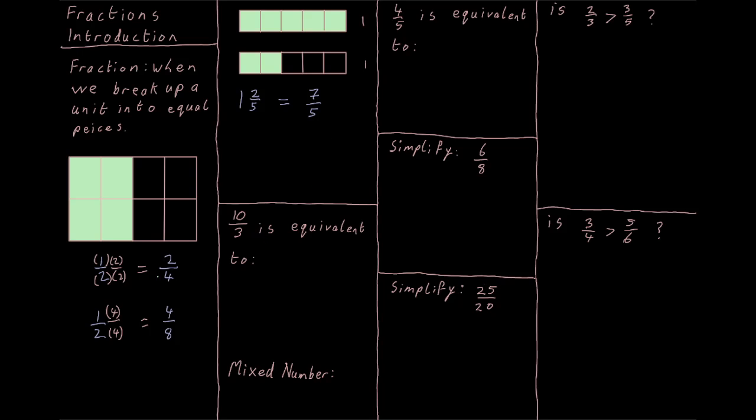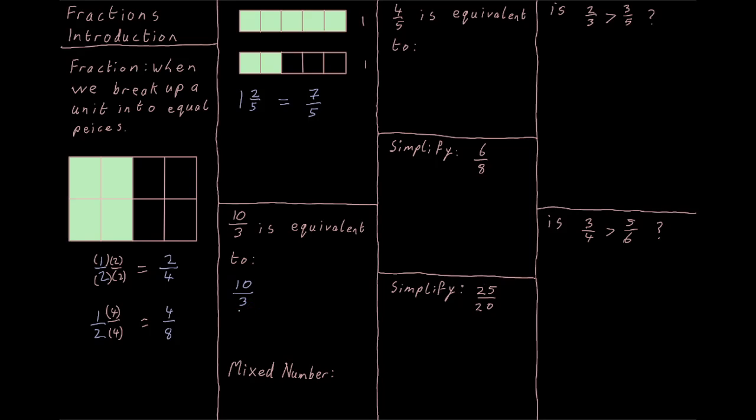So let's have a look at some more equivalent type fractions. Is there any other way that we could write the fraction 10/3? So are there any equivalent fractions to that? Well, if we start with 10/3, we know our units here have been broken up into 3 pieces, and we can see that we have more than just 1 unit because we have 10 on the top. So we have 10/3, which is definitely more than 1 unit because 3/3 would be 1 unit.